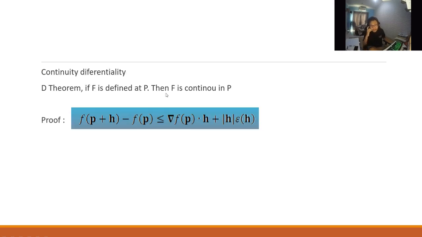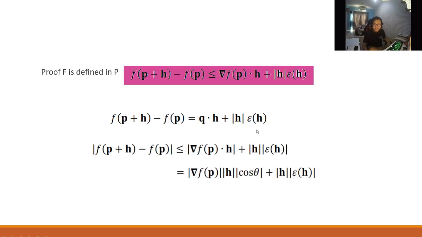Okay, so we have continuity and differentiability. In this theorem, if f is differentiable at p, then f is continuous at p. So we have this equation over here: f(p + h) - f(p) is less than f_p times h plus h sigma h. It is defined by this equation.